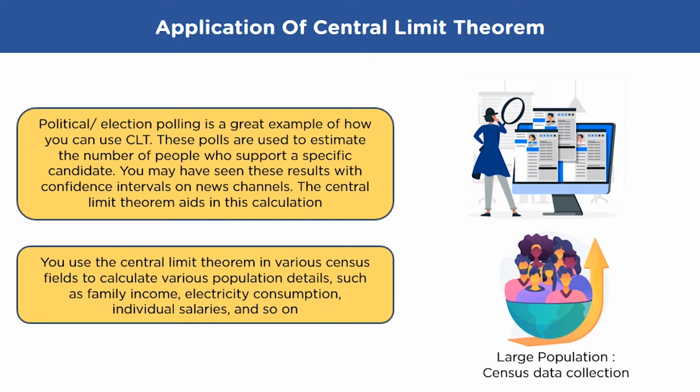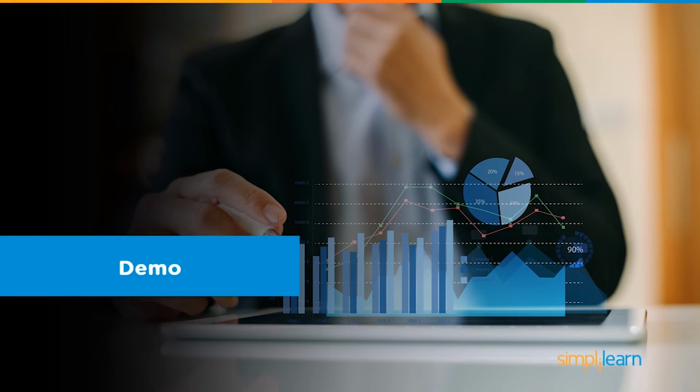You use the Central Limit Theorem to calculate various population details such as family income, electricity consumption, individual salaries, and so on. Now that we have a good understanding of the Central Limit Theorem, its theories and applications, let's see a demo in Python to understand it more clearly.